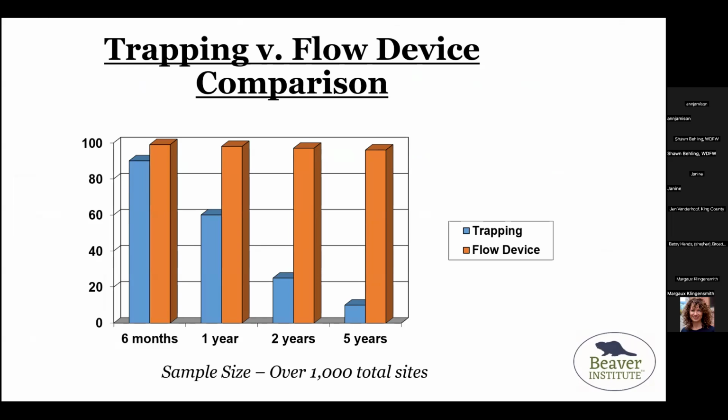So the blue line is when beavers move back after trapping versus the success of flow devices. And you can see over time, with the flow devices, even 10 plus years out, you don't see really a drop off. But with trapping, beavers move back, new beavers will move in because the habitat's there.